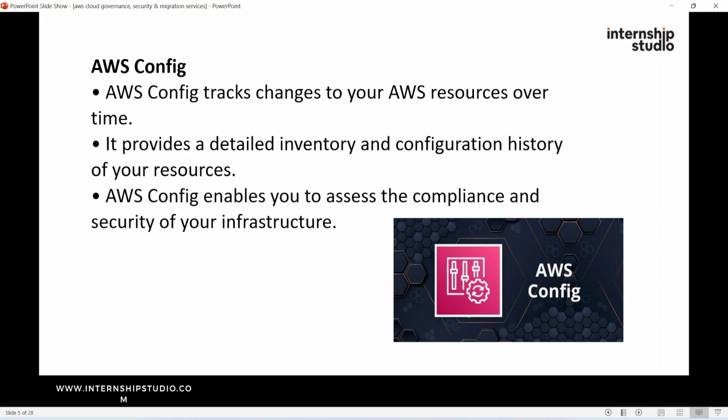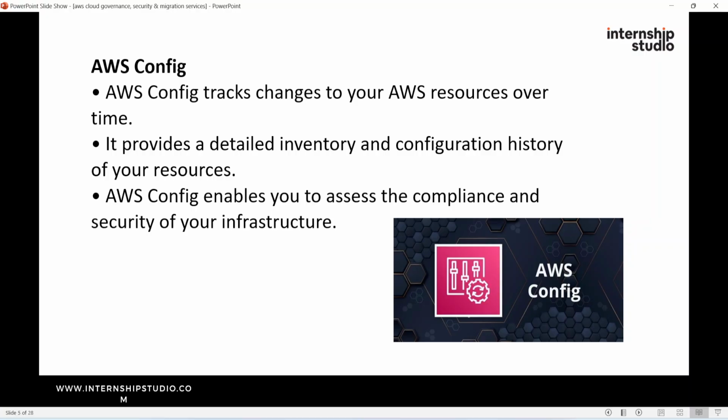Next we have AWS Config. AWS Config tracks changes to your AWS resources over time. It also provides a detailed inventory and configuration history of your AWS resources. AWS Config enables you to assess the compliance and security of your infrastructure. As the initial process, AWS Config keeps track of configurations for AWS resources such as EC2, S3 buckets, IAM roles, and more.